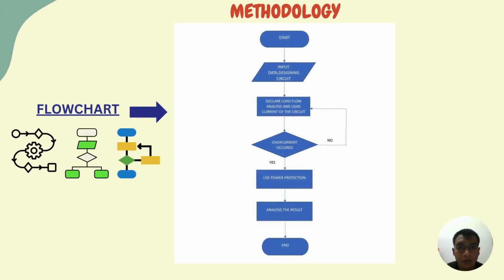So this is the diagram of our flowchart. We start from the oval shape, which is start. Next, we need to find the input data and design the circuits. After that, we proceed with the declaration of load flow analysis and load current of the circuit. If the overcurrent occurred, we proceed to use the power protections. If the overcurrent doesn't occur, we declare again the load flow analysis and load current of the circuit. After that, we give the analysis about the result that we get. Last but not least is the ending process.